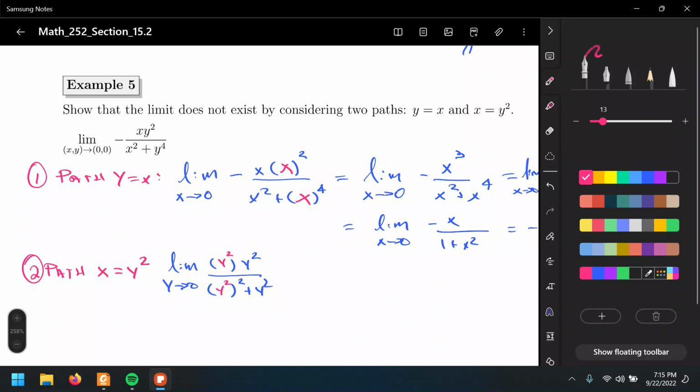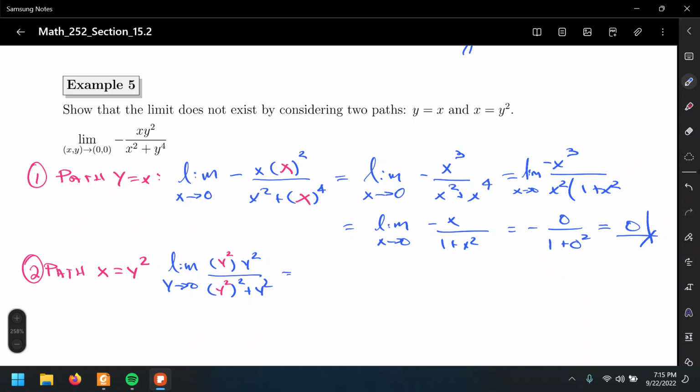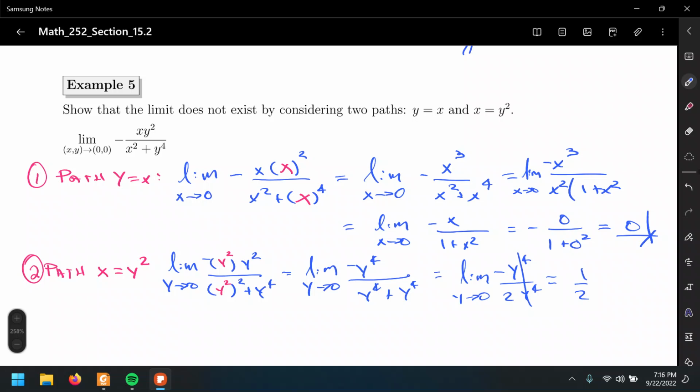So let's see. Simplifying this, we're going to get limit, that's y approaches 0, that's y to the fourth over y to the fourth. And this is supposed to be to the fourth. That is limit y to the fourth over 2 y to the fourth. As y approaches 0, well, we can divide out the y to the fourths. That's a limit. Oh, that's actually, well, we can just go all the way to 1/2. Or rather, oh, I'm missing a negative. Yep, negative 1/2.